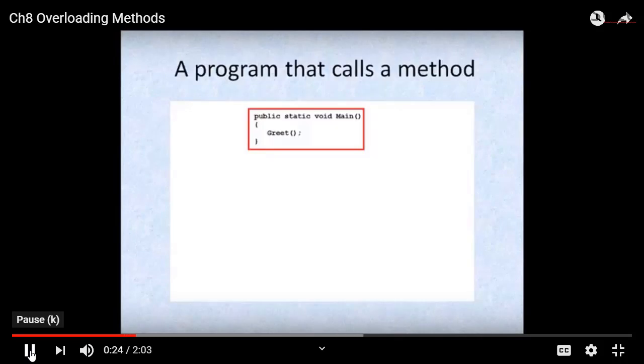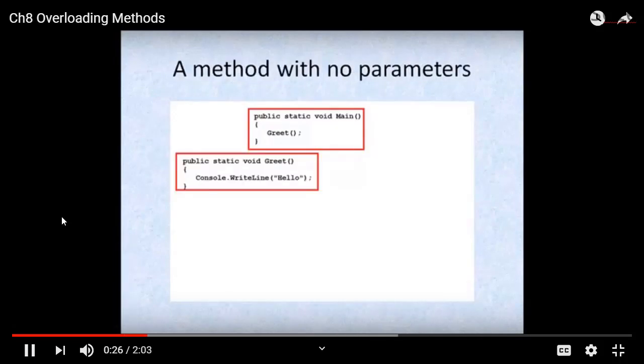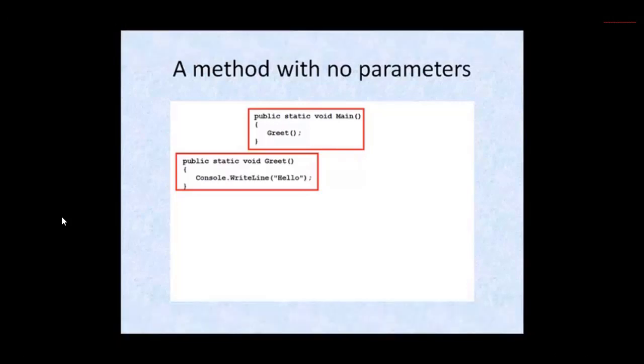Here's a program that calls a method named greet. Here's a version of the greet method that writes hello. When you call the method from the main program, the method executes and hello is produced as output on the screen.